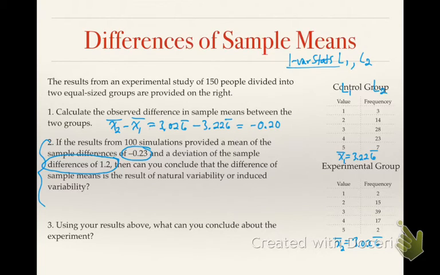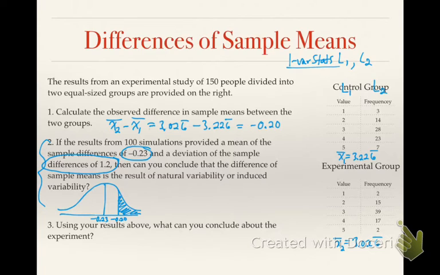So from this simulation, can you conclude that the difference of sample means is the result of natural or induced variability? Now to do that, we got to find out how likely it is, based upon the simulations, which produced a mean of negative 0.23, how likely it is that negative 0.20 is going to occur. Now negative 0.20 is above negative 0.23. Careful about the negatives, right? So we want to know how likely is negative 0.20 or above likely to occur.